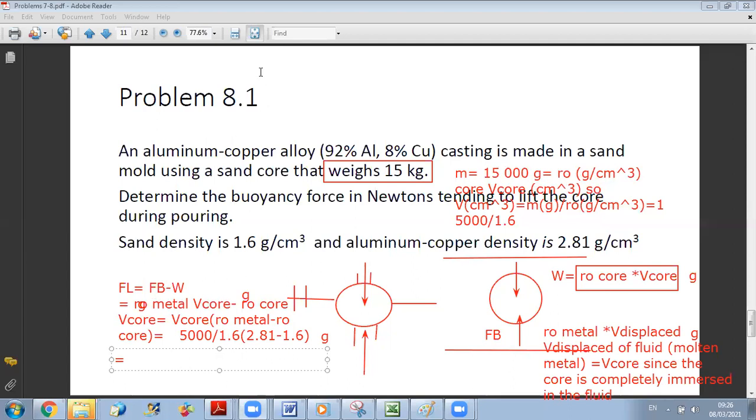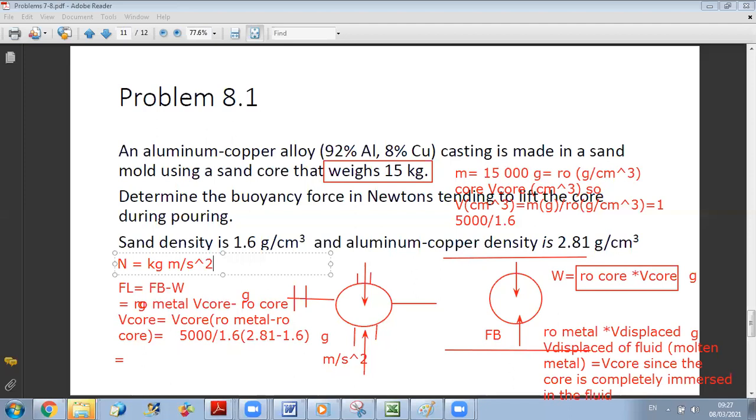What is the unit of G? G is like acceleration. It's meter per second square. Now in general, you know that force is in Newton. Newton represents what? It's M times A, mass times acceleration. So Newton is kilogram times acceleration, which is meter per second square.